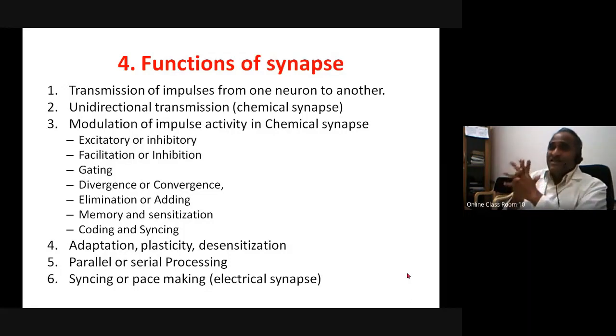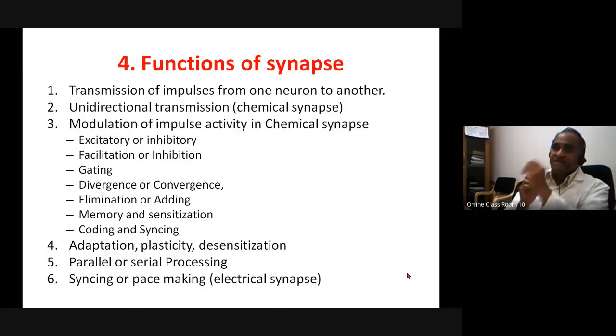It is a junction between two neurons. That's the definition we started with. One, transmission of impulses from one neuron to another. Okay, that's one important function.